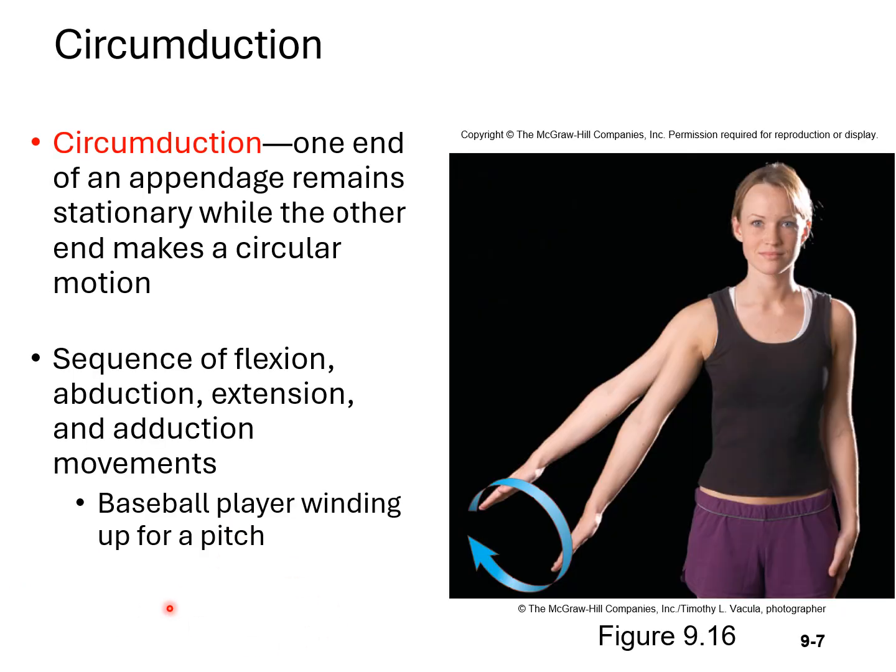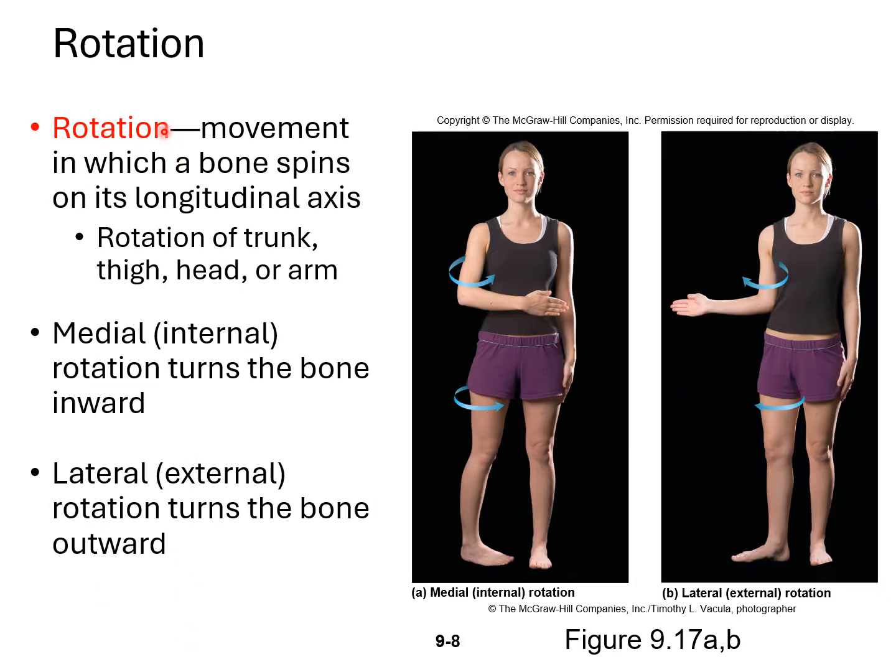Circumduction is moving anything in a circular rotation. Also, if you think of a sequence of flexion, abduction, extension, and adduction, it's a baseball player winding up for a pitch. So sometimes you're using a bunch of different actions or movements for one skill. You can also have rotation. Rotation can be medial, towards the midline, or lateral, away from the midline.